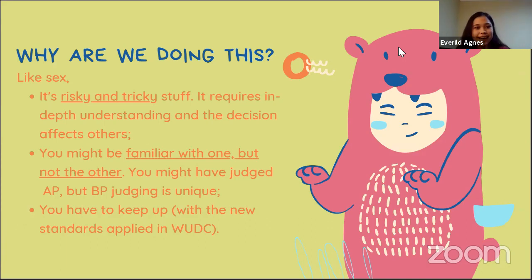Number one, the job of a judge is very risky and tricky because, as I mentioned, it requires a deep understanding of a lot of issues. So make sure that you understand the basic issues that are currently happening. Second, you might be familiar with one partner, just like sex, but not the other. Just like that, you might have judged Asian Parliamentary, but this is different. This is BP, and judging BP is very unique, which I will explain later.